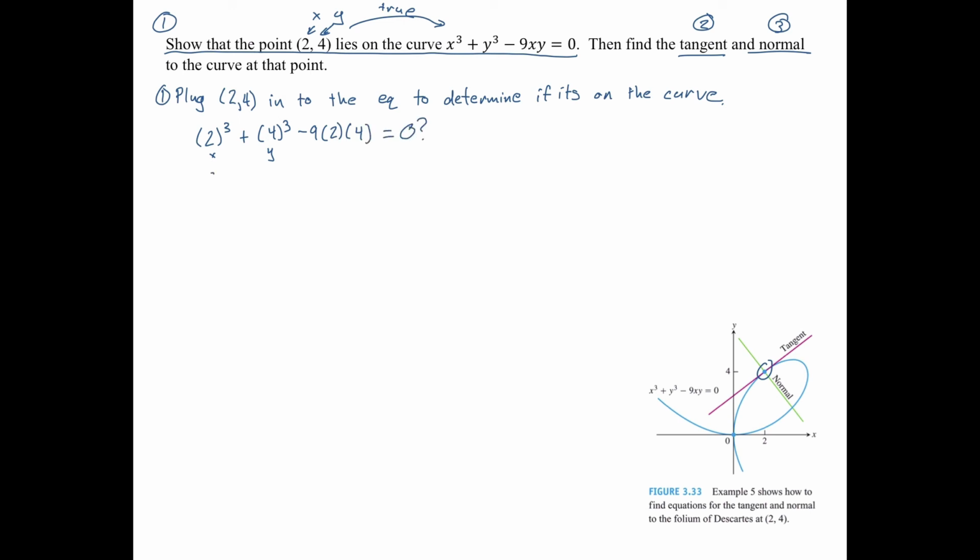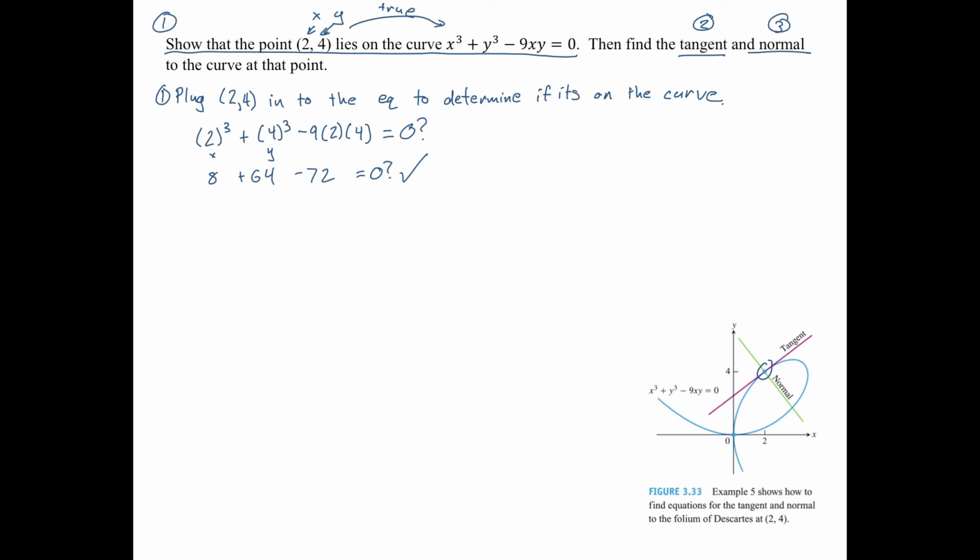Well, 8 plus 64, and then 9 times 2 is 18, and 18 times 4 is 72. So minus 72, is that equal to 0? Well, yeah, it's true. Because that is true, we do know that (2, 4) is on the curve.